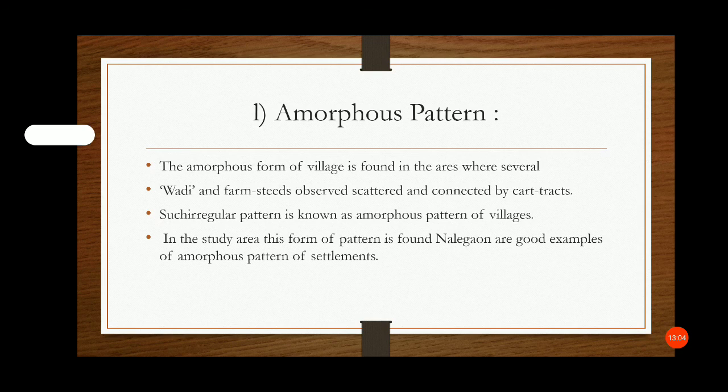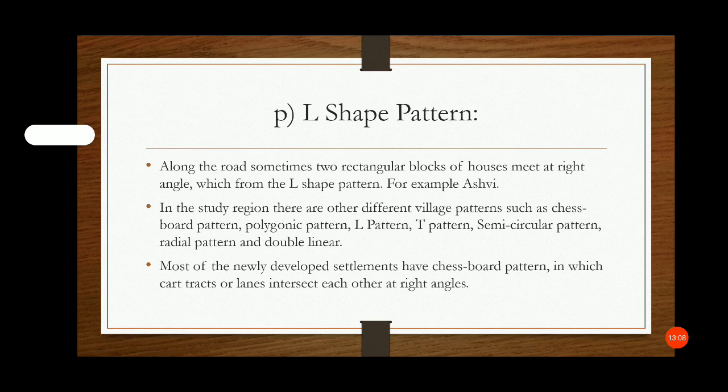In this way, another important pattern is the L-shaped pattern. These types of patterns, T shape, L shape, resemble capital letters in English. Along the road, sometimes two rectangular blocks of houses meet at a right angle, which forms the L-shaped pattern. For example, Ashwi.